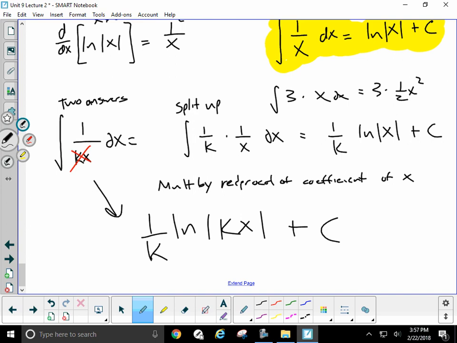Here, I have 1 over k times 1 over x. This works as well. So it shows you logs are interesting in terms of their growth, multiples of things. There's multiple answers. Antiderivatives are interesting in that you can have multiple functions whose antiderivative is what you're looking for.